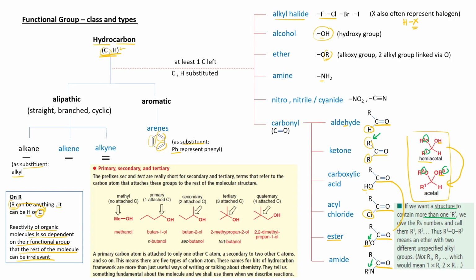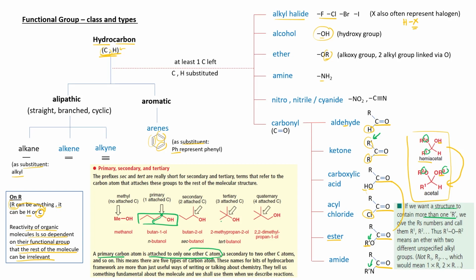For example, you have alcohol. Sometimes you hear people say primary alcohol, secondary alcohol, tertiary alcohol. What does that mean? A primary carbon is an atom attached to only one other carbon atom. For example, let's say this carbon is attached to only one carbon, so we call it primary carbon. Because this is an alcohol, we call it primary alcohol. So it's not unique to alcohol alone. It can be other things, for example carbon or whatever.